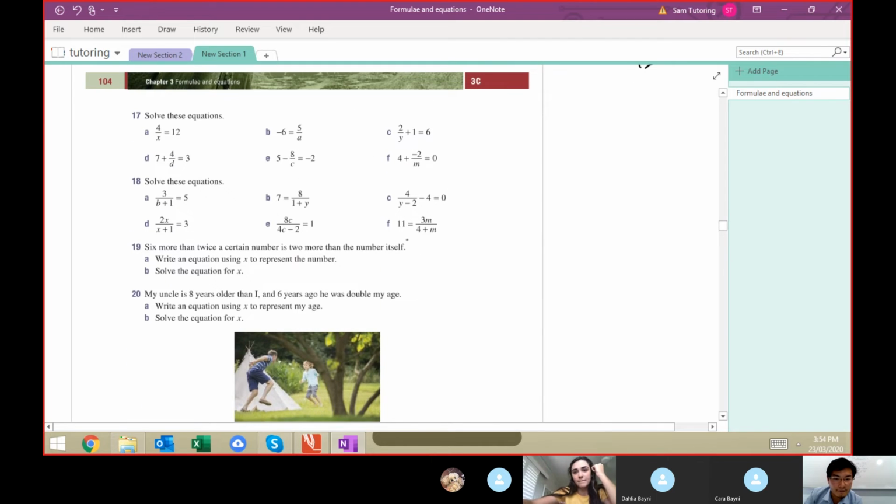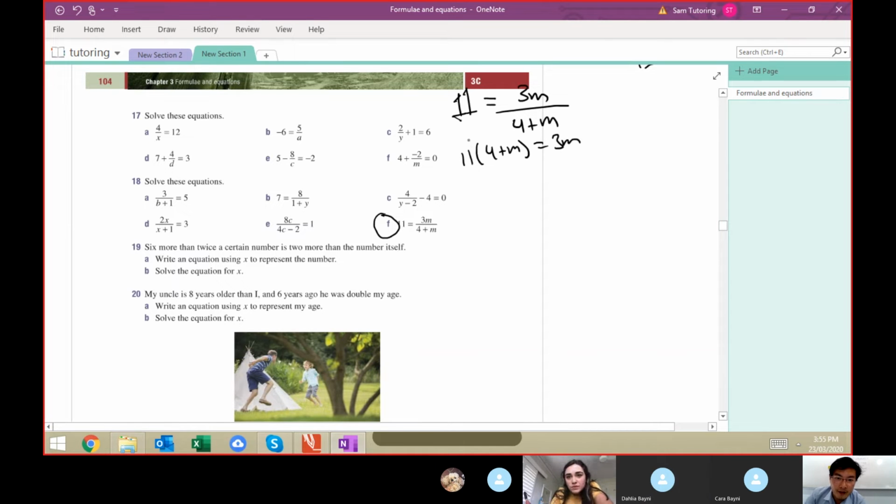Yes. What if you have the letters on the bottom? As an example, like 11 equals 3m all over 4 plus m. How would we do this? Any suggestions? We multiply, get the m on the other side. Yeah, well, this entire bottom denominator, right? So you get 11 bracket 4 plus m is equal to 3m, right?